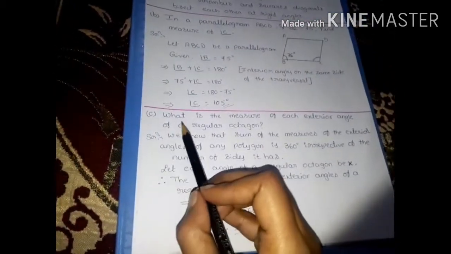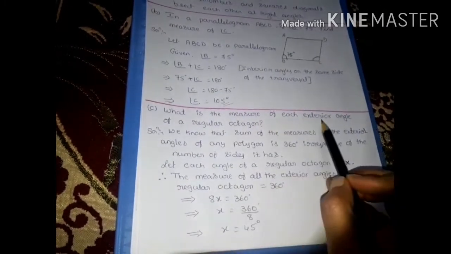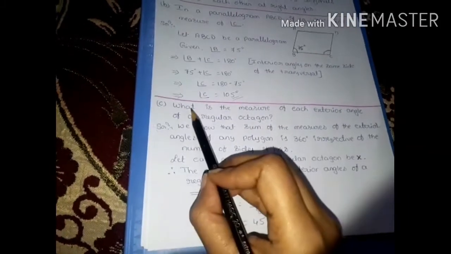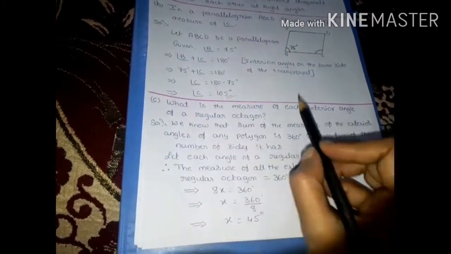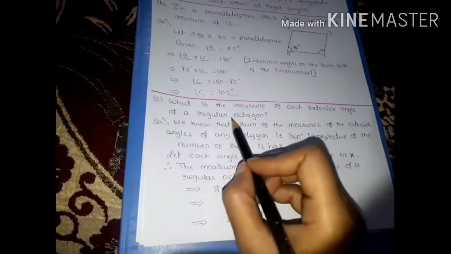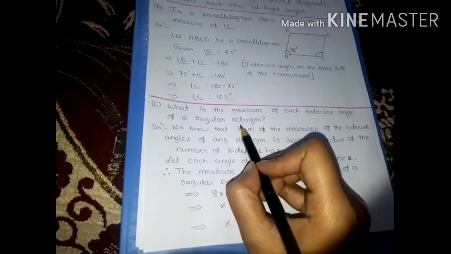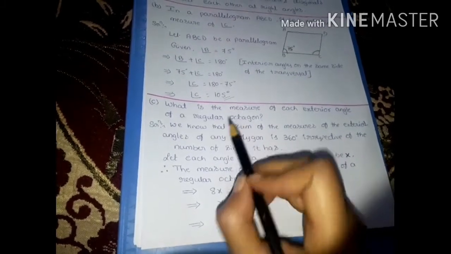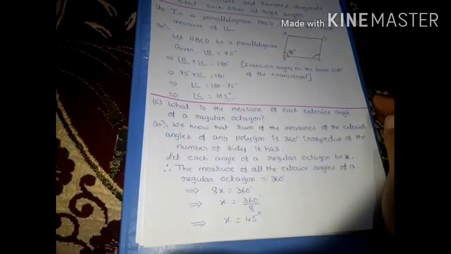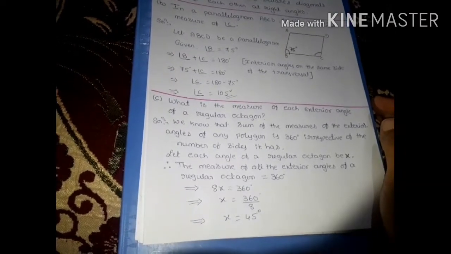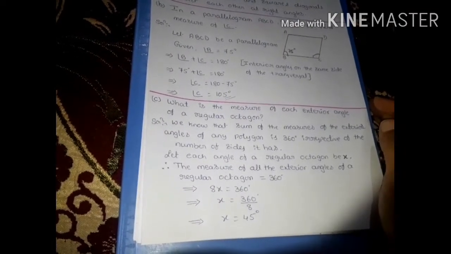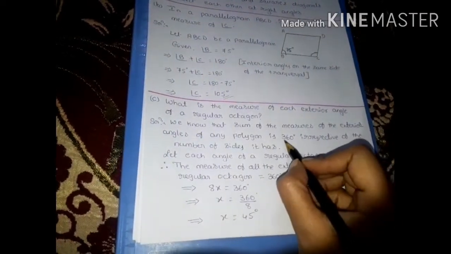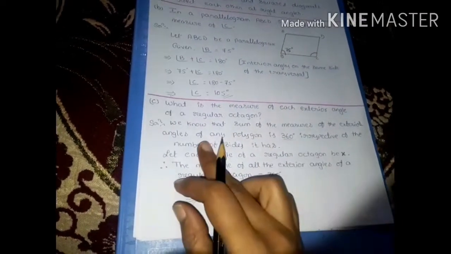C question. What is the measure of each exterior angle of a regular octagon? You have to find each exterior angle of a regular octagon. While solving worksheet 1, we studied that the sum of the measures of the exterior angles of any polygon, irrespective of the number of sides, is always equal to 360 degrees. That only we have to write here.